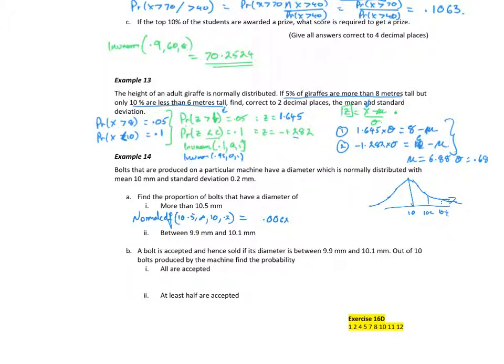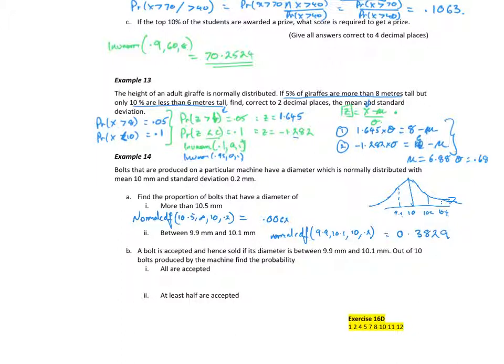Probability is between 9.9 and 10.1, so 9.9 is down here somewhere. So we'll just go for normal CDF 9.9, 10.1 on a 10.2 distribution, and that gives me 0.3829. Right, a bolt is accepted and hence sold if its diameter is between those values. Out of 10 bolts produced by the machine, find the probability that all are accepted.